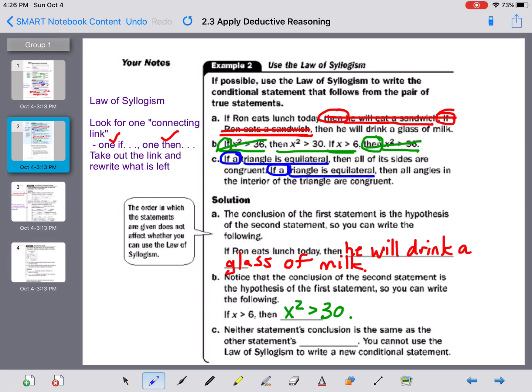They don't link correctly. So neither statement's conclusion is the same as the other statement's hypothesis. So you cannot use the law of syllogism to rewrite this one. So that one we're just done. There's no law of logic being used there, okay?